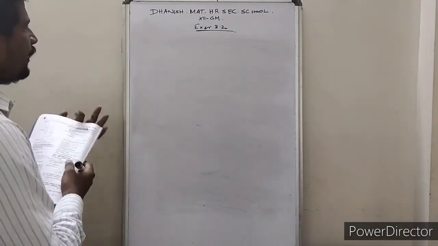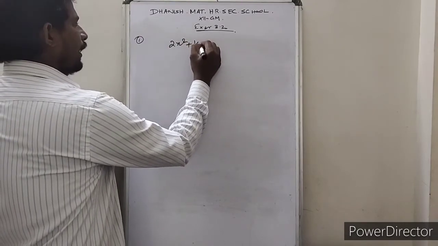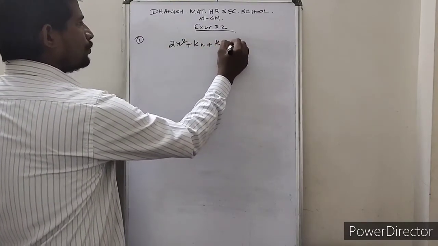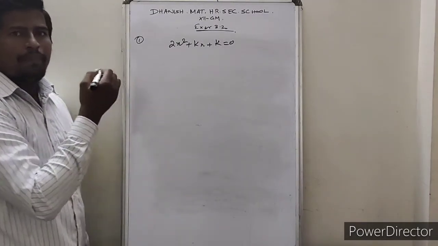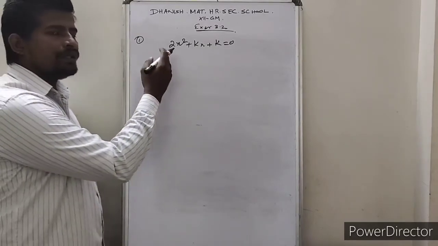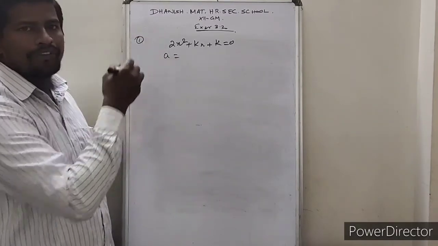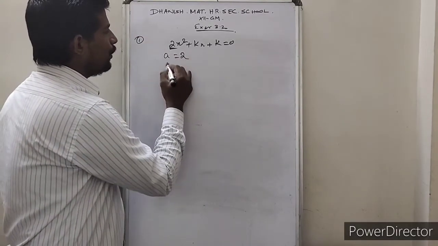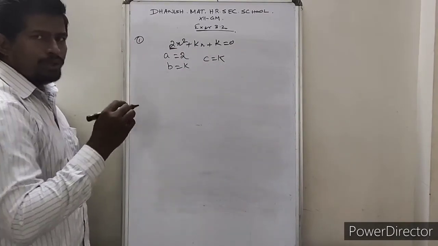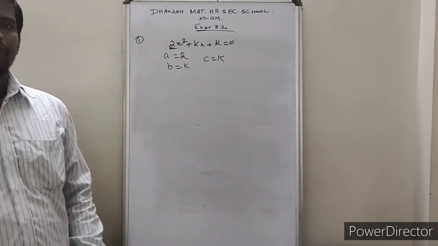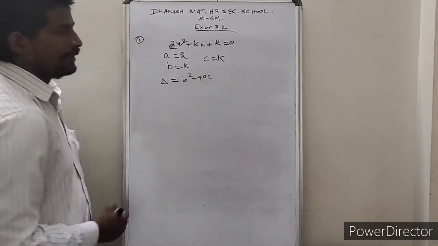First we are going to write the given equation: 2x square plus kx plus k equal to 0. Here we are going to write the values of a, b, c by comparing this equation with the general form of a quadratic equation. Our a is the coefficient of x square. So here our a is 2, b is k and c is also k. If you want to find the nature of the roots, we should find the discriminant value. Discriminant equal to b square minus 4ac.